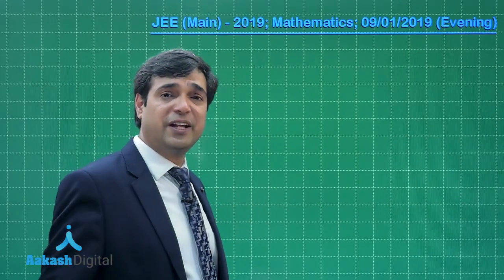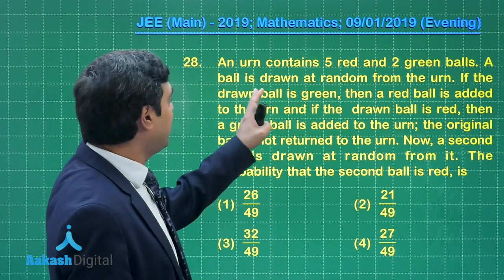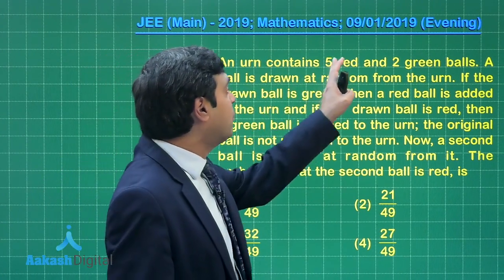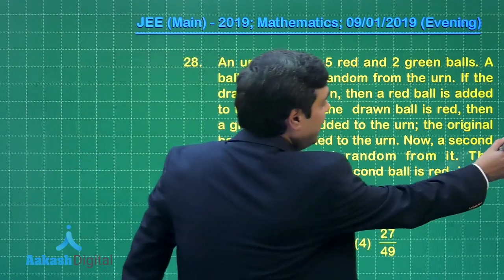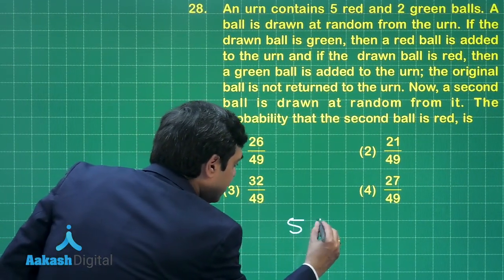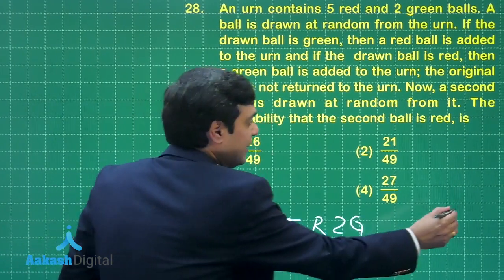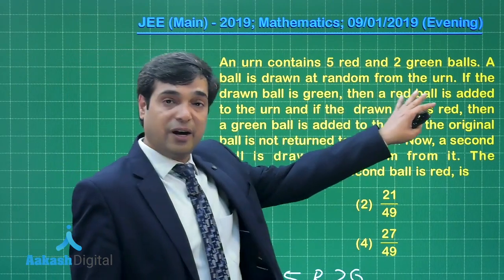Moving on to the next question, that is question number 28, a question from probability. It says an urn contains 5 red and 2 green balls, right? So let's write down the data. It says 5 red and 2 green balls. Next, a ball is drawn at random from the urn.